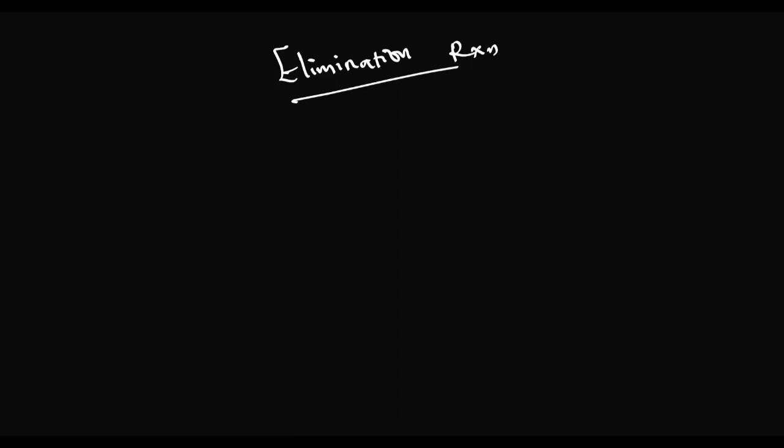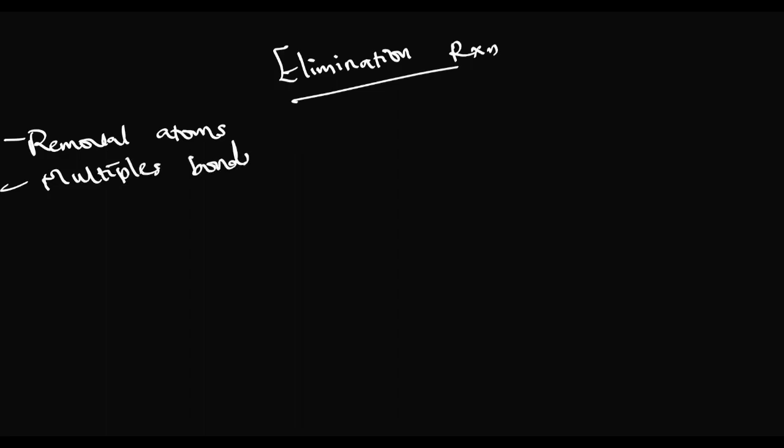What is meant by elimination reaction? This is a reaction involving the removal of atoms, or groups of atoms, from two adjacent C atoms to form multiple bonds. So in elimination reaction, multiple bonds are formed. Let's take an example, because I believe if you take more examples, it tends to stick. So let's take this example.